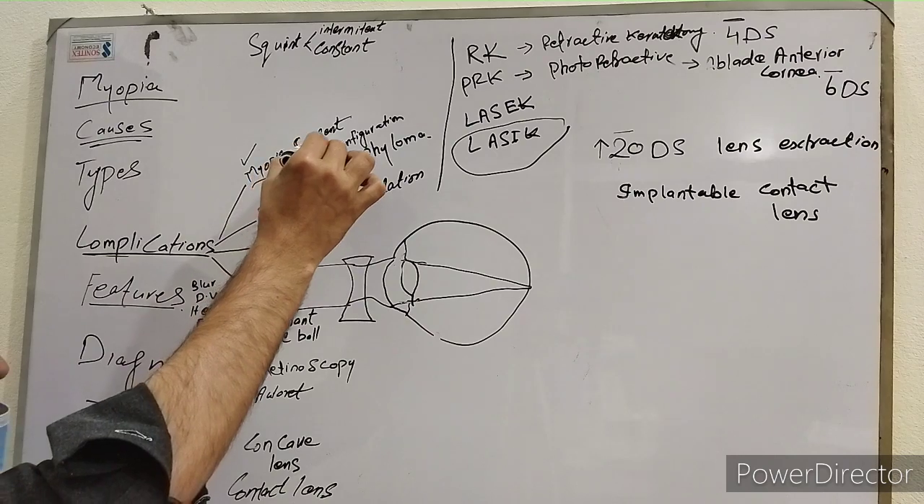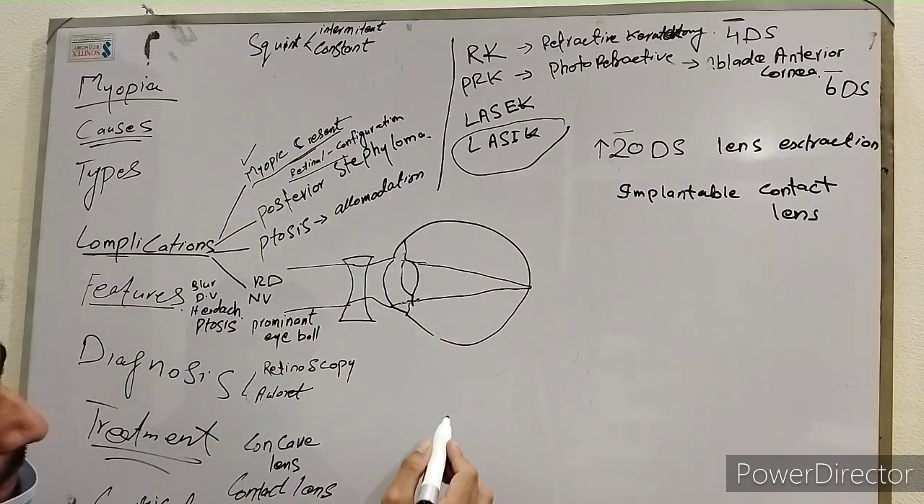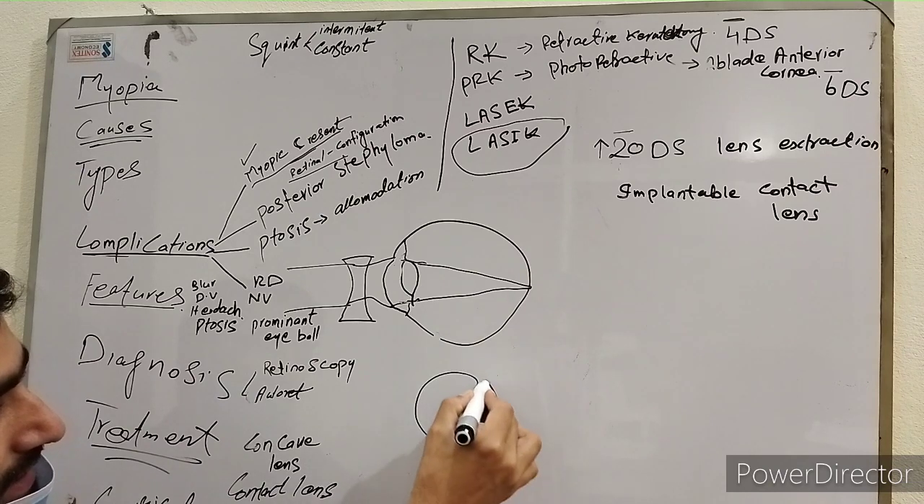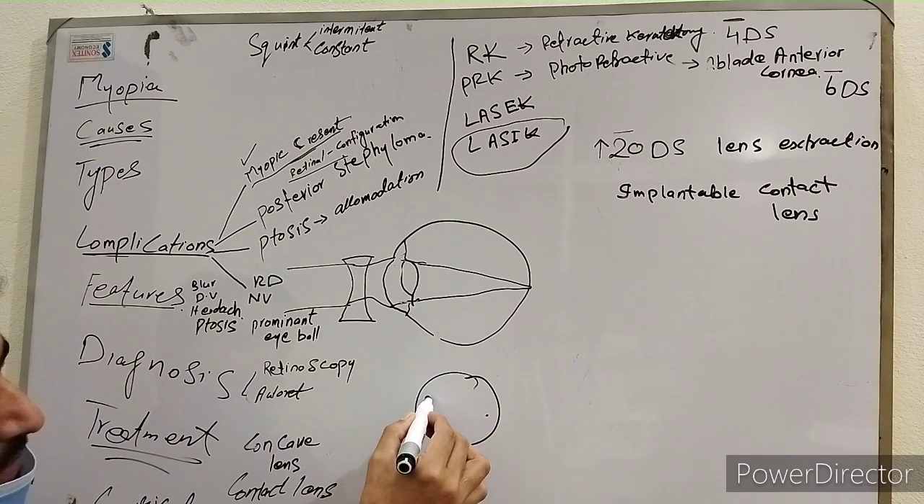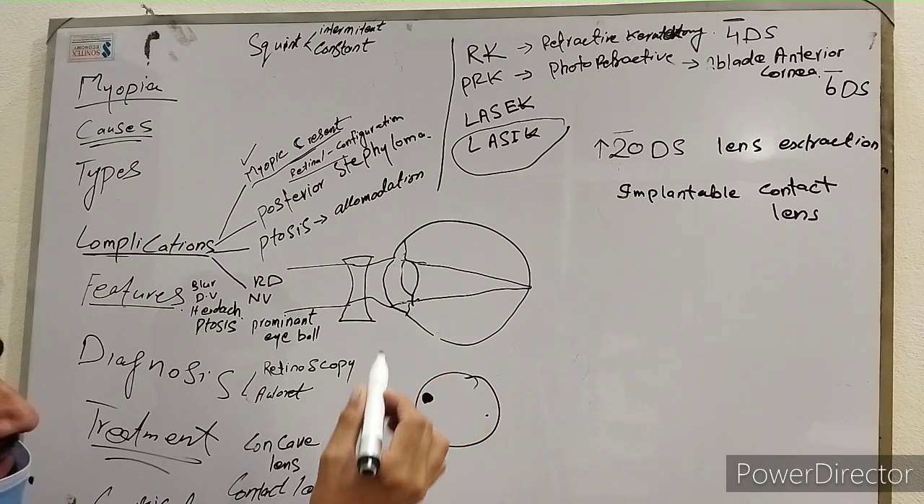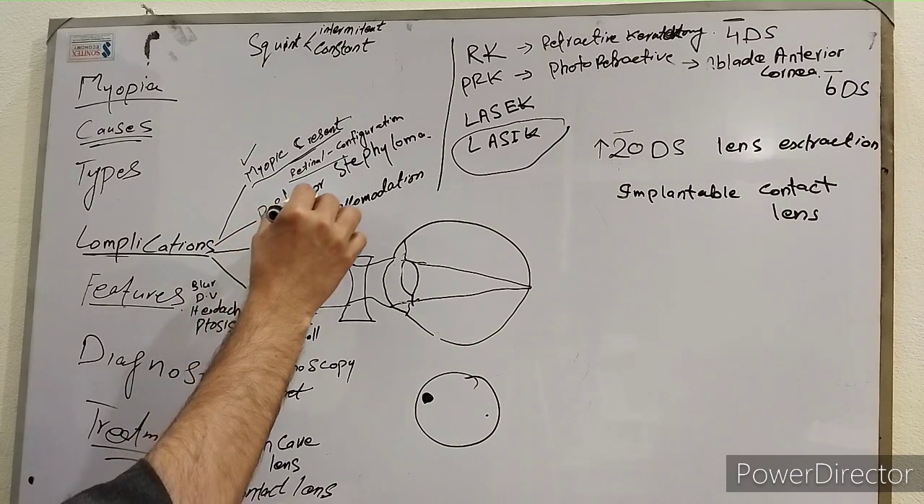Yesterday I told you that if this is our fundus, this is our nasal side, this is our temporal side, here you can see a moon shaped area. This moon shaped area is called myopic crescent. Second one is posterior staphyloma.